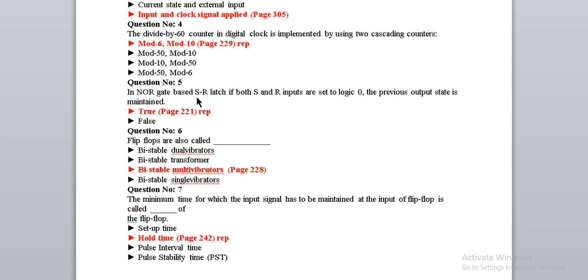In a NOR gate based SR latch, if both S and R inputs are set to logic 0, the previous output state is maintained. True. Flip-flops are also called bistable multivibrators.